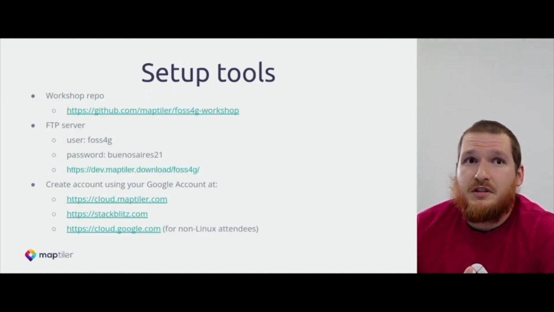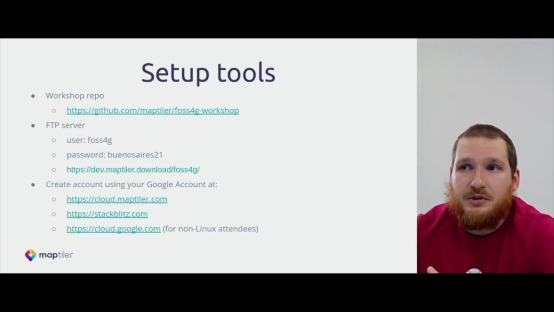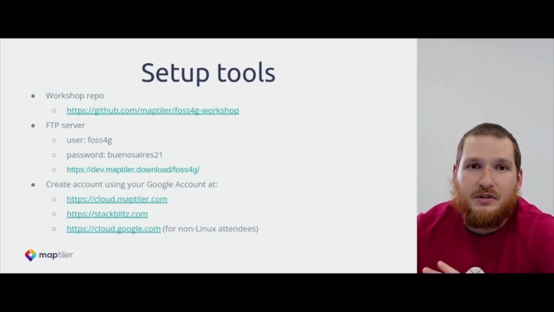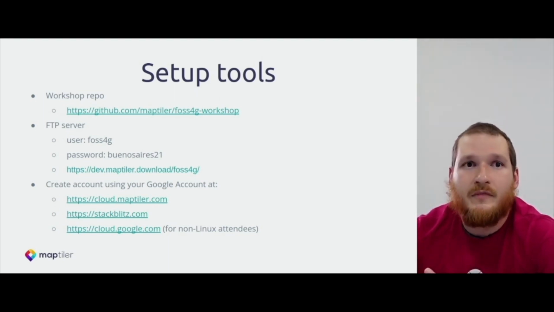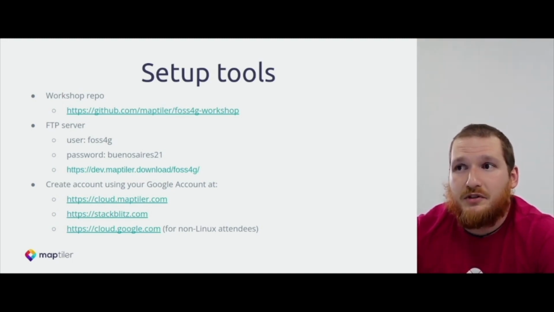Some useful information. We created a GitHub repo where you can find all source code, input data, analysis results. There is also a README file that describes the whole process step by step. So even if you get lost or something, in the README file, you can go and step by step see what you should do. We also have a FTP server where all input data, analysis results, and these slides are. So it's on dev.maptiles.download/FOSS4G. You have to log in as user FOSS4G, and password is Buenos Aires 21.